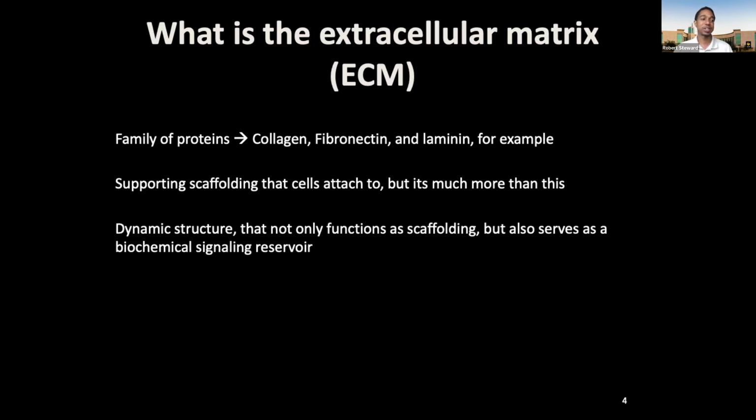So yes, cells are physically attached to it, but the cell and the body in general can dynamically rearrange this physical structure. But I always like to point out that beyond just being something that the cell is physically attached to, it is believed, and there's evidence to show, that it functions as a biochemical signaling reservoir. And what does that mean? Essentially, you can take the same cell type, put it on two different types of extracellular matrix proteins, and you'll get different responses biochemically. You can get differences in protein expression here.